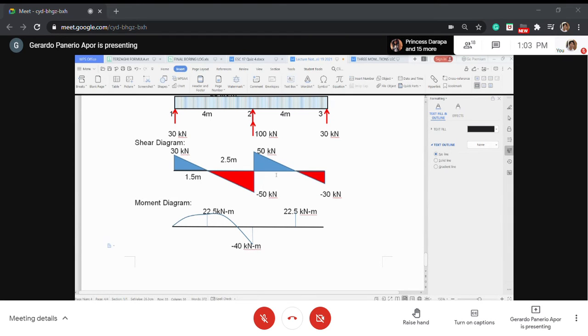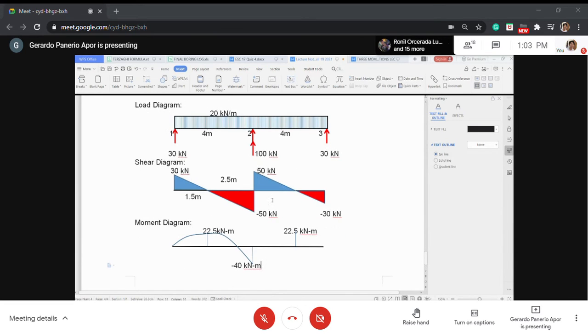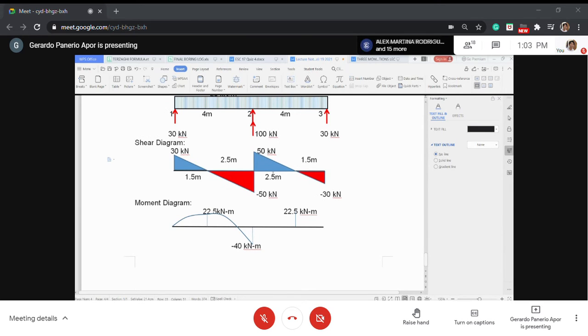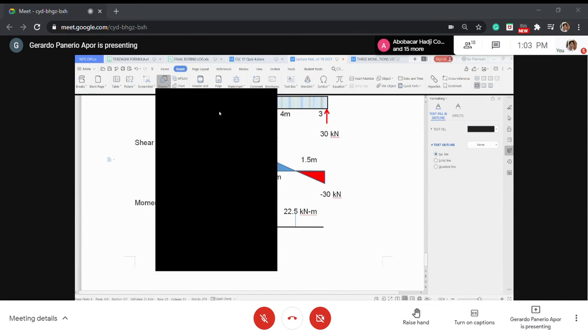Now, you have a positive area here. If you want to determine this distance, you have 50 divided by the load above, 20. So that means this distance here is 2.5 meters, and this distance is 1.5 meters, so 4 meters. Now, you have a blue one, so that's positive. So you can insert a shape here.